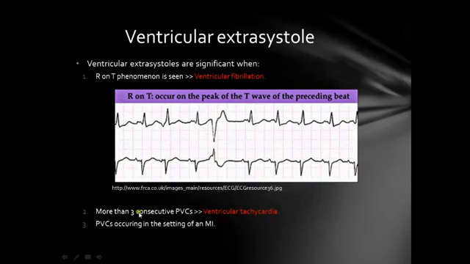If you have more than three consecutive premature ventricular contractions, then it's called ventricular tachycardia, and it's also life-threatening. So if you have too many premature ventricular contractions, you should be aware. Premature ventricular contractions occurring in the setting of an MI are also clinically significant. So be sure to look for these three points.